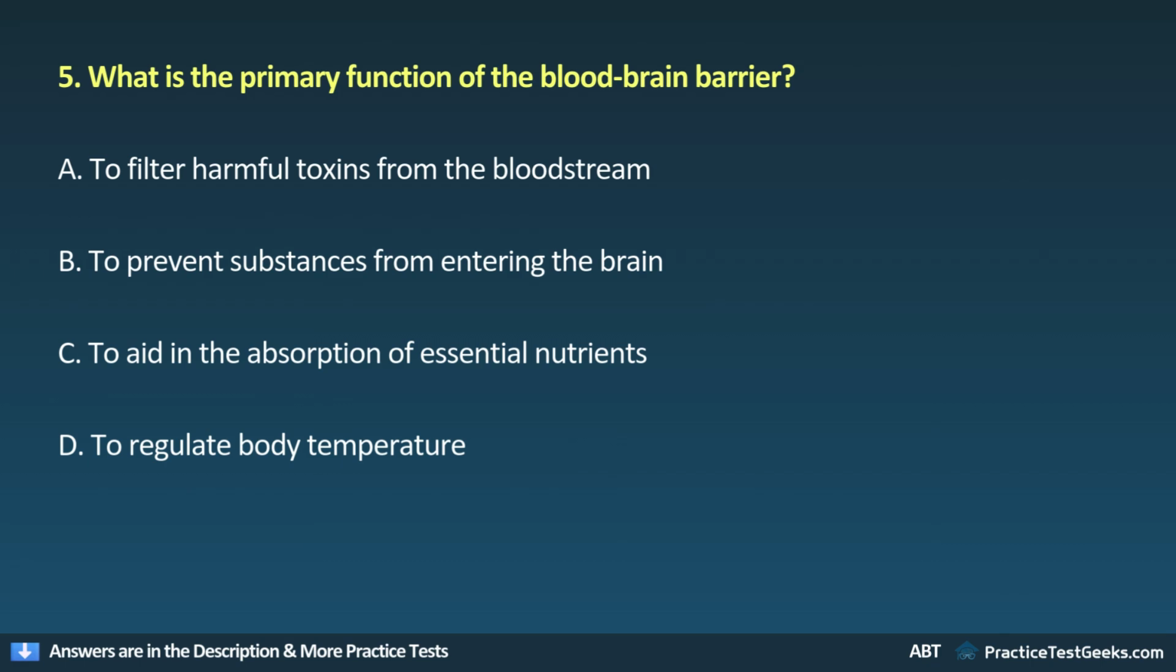5. What is the primary function of the blood-brain barrier? A. To filter harmful toxins from the bloodstream. B. To prevent substances from entering the brain. C. To aid in the absorption of essential nutrients. D. To regulate body temperature.